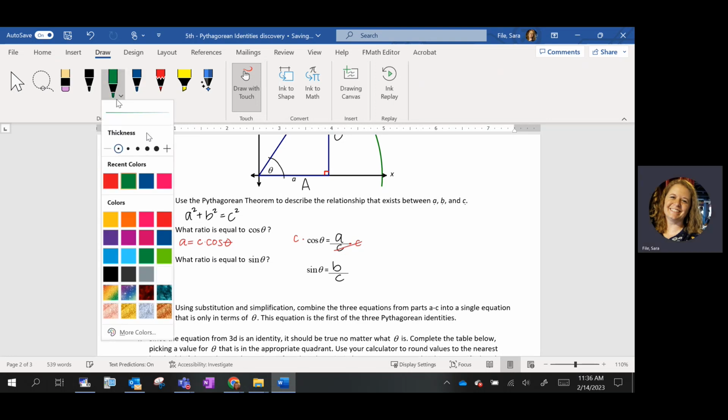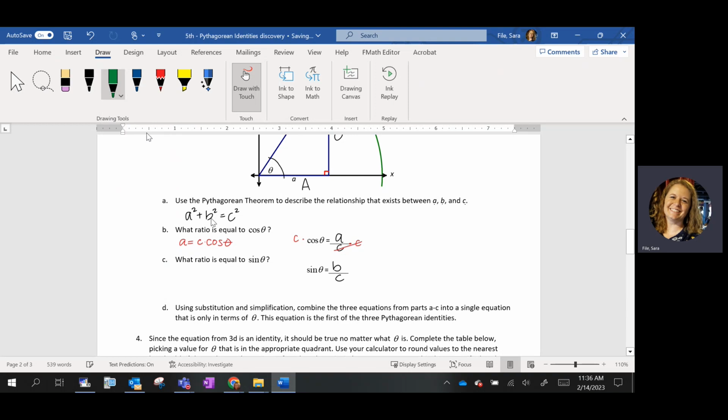Now what about with B? I want to be able to substitute something in for B, so I want to solve this for B. What would I do? Same thing. I would multiply by C to get B isolated. So B is C times sine of theta. So now I'm going to substitute B with C sine of theta, and I'm going to substitute A with C cosine of theta.